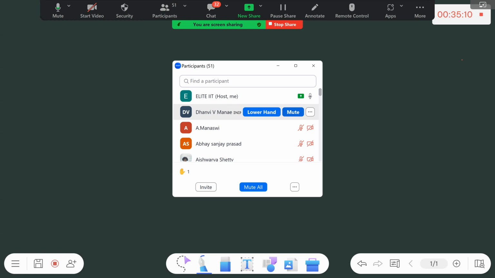Yes, Dhanvi, tell me. Why do you want? Sorry? No, the class is for Navodaya. It is actually for Navodaya. You contact them, talk to them, ask them.